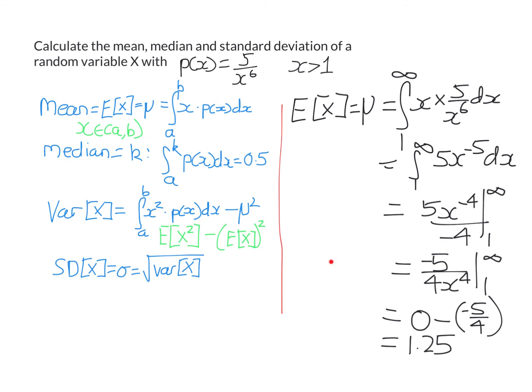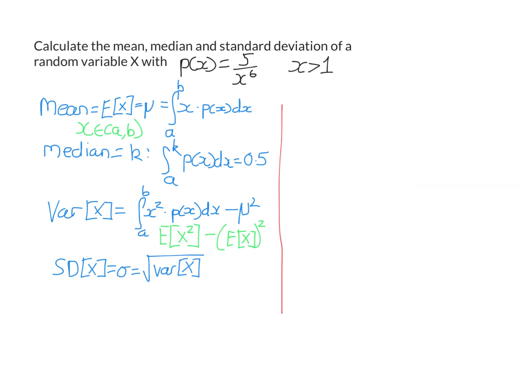Please pause and copy this down if you need. So the median is the point in the data where 50% is above it, 50% is below it. So to find the median, what we do is we integrate from the lowest value x can take up to k, and we want the integral of the PDF to equal 0.5. So here we're solving for k.